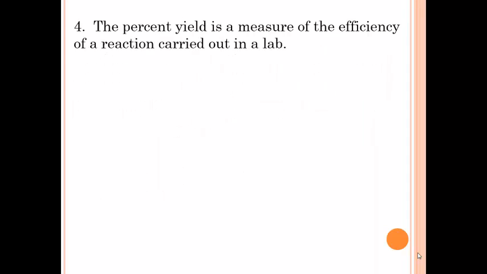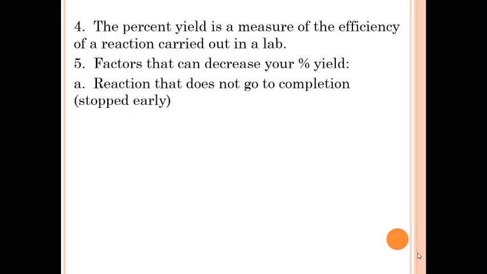Now your percent yield is kind of a measure of how efficient you were when you carried out the lab. So when you're looking at some things that can affect your yield, and we will do at least one lab where we look at our percent yield, here are some things that you want to keep in mind, because these are things that can lower your amount of product. First of all, sometimes you don't let your reaction go to completion. So if you stop too early, where not 100% of your product has had a chance to be made yet, that's going to lower your results.